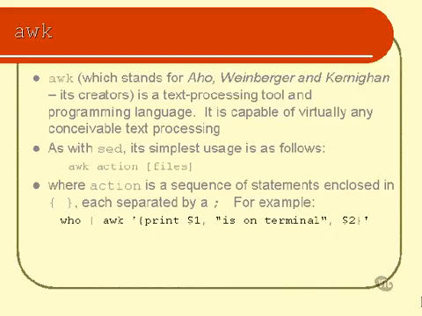So in order to understand what's happening here, we're obviously going to be printing something out. We're probably going to be printing out the words "is on terminal" at some point. But we've got this $1 and $2 and the commas to worry about. So in order to understand exactly what's going on here, why don't we have a look at the output of the who program in some more depth.